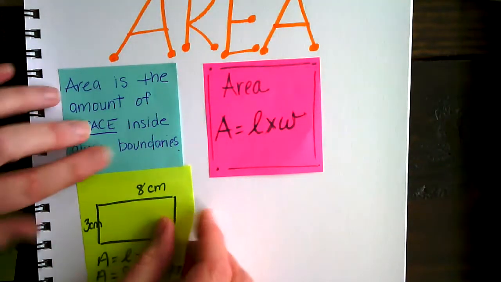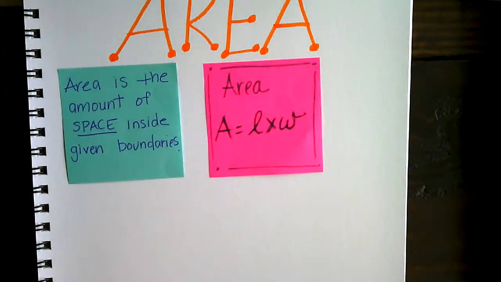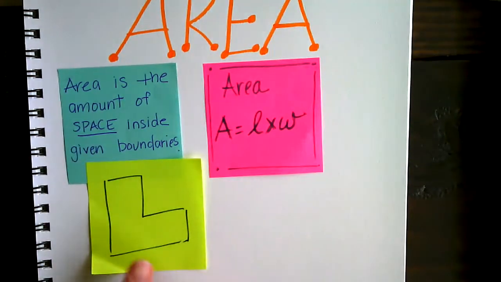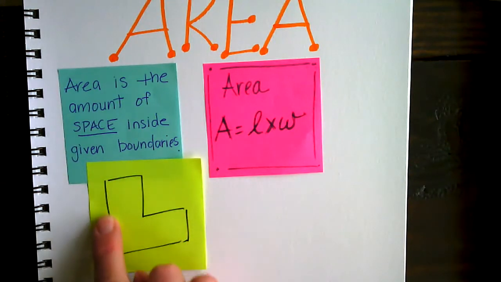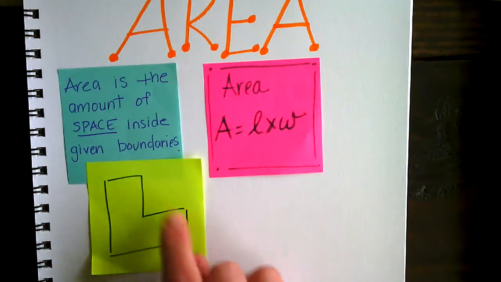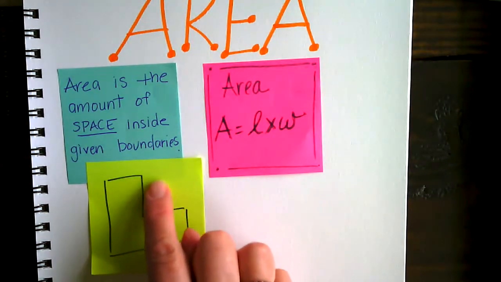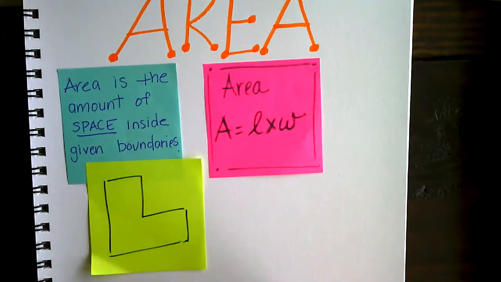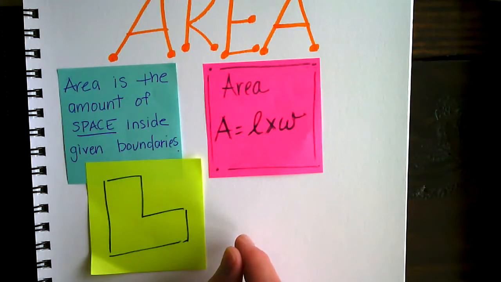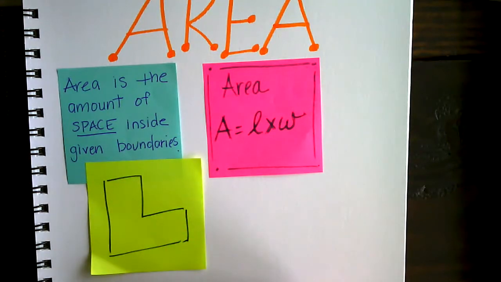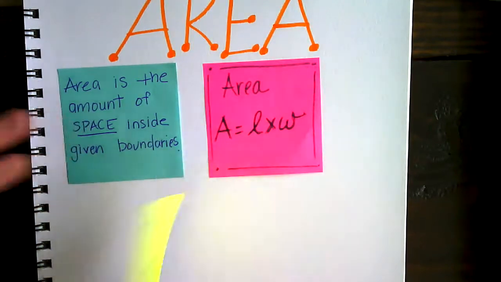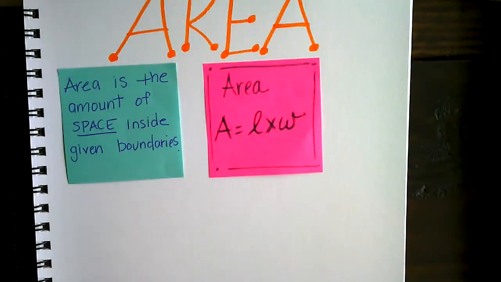But my question for you is, what if your shape was irregular and it looked like this? How would you find the area? You can't simply just do length times width, because what about all this space here that isn't part of the shape? So that's what we're going to work on today: the area of irregular shapes. What to do if your shape is irregular. Okay, let's go ahead and get started.